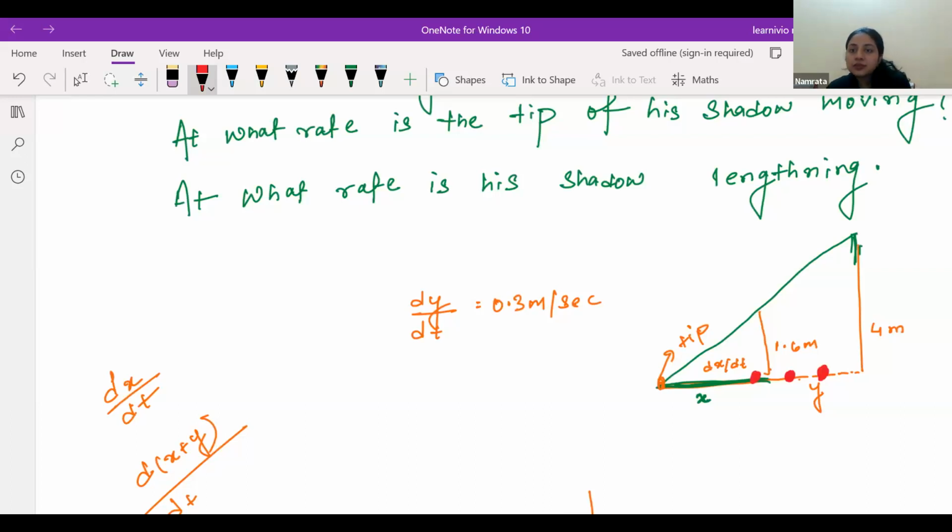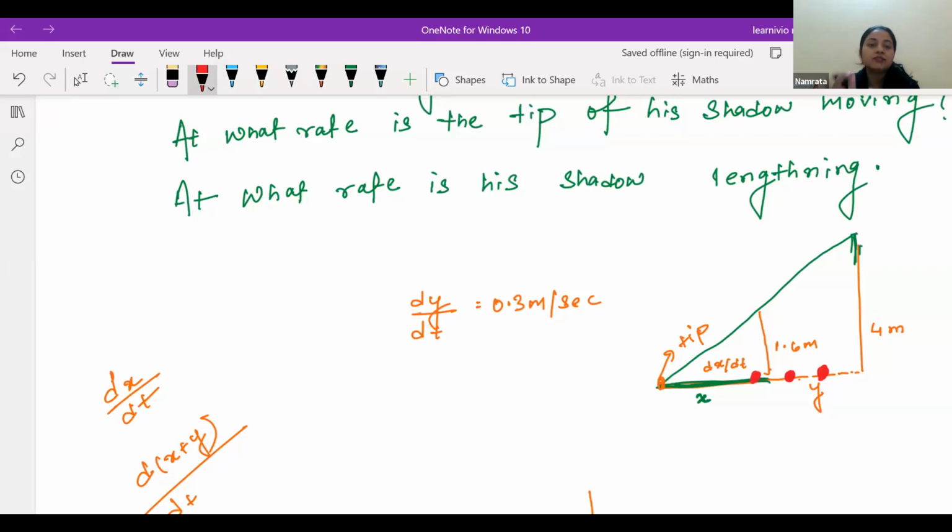Exactly. So if you are understanding that the point is moving, the person is just moving away from the street light. So at a certain point of time, the person was here. He is moving, again moving, again moving. That means the way he is moving, the tip of the shadow is also moving. So for finding the rate at which the tip of the shadow is moving, we have to find d(x plus y) over dt.